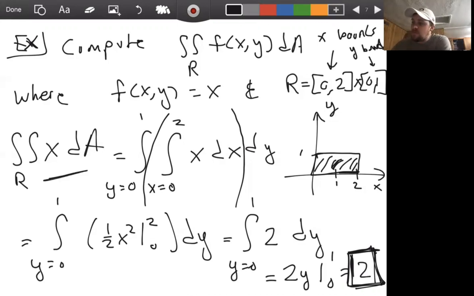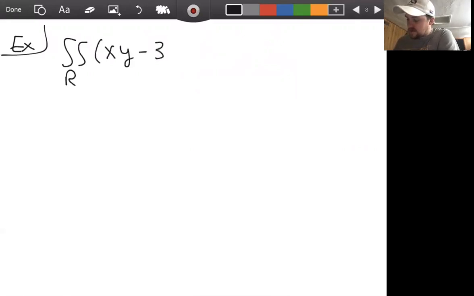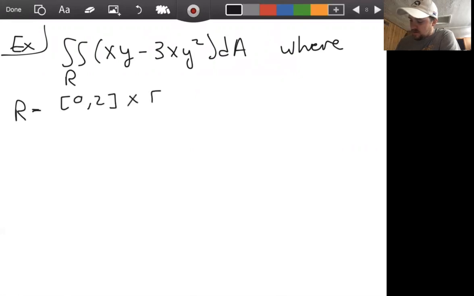Okay, let's see maybe a less trivial example, maybe one with both variables, right? Because this one just had the variable x in it. And so once we came to integrating with respect to another variable, it wasn't too difficult. Let's see another example here. Another example would be, let's compute the double integral over the region R of xy minus 3xy squared dA, where R is the region 0, 2 cross 1, 2.